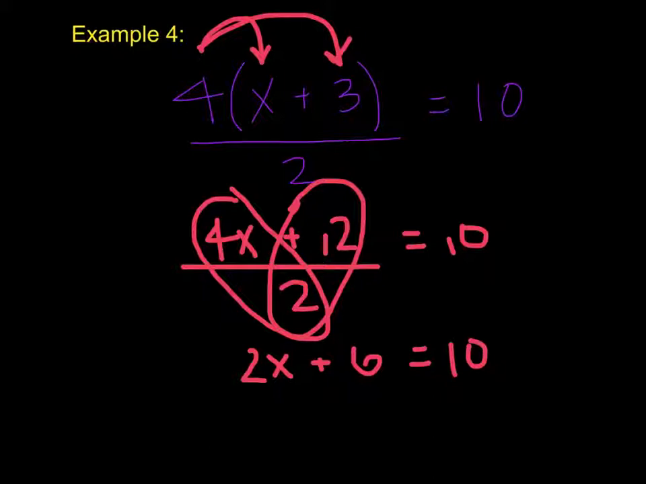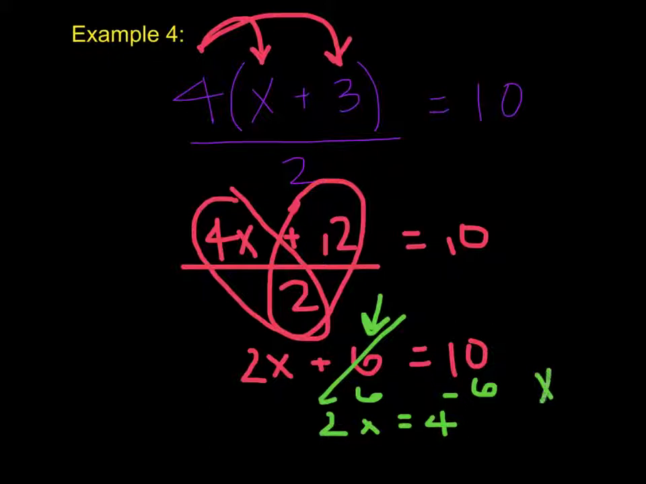So in order to isolate my variable, I must first identify the constant. And the constant in this case is 6, positive 6. So the inverse operation is to subtract 6 from both sides. That leaves me with 2x equals 4. The operation being performed on the variable is multiplication, so I must divide both sides by 2. I'll get x equals 2. Since my variable is isolated, my solution is 2.